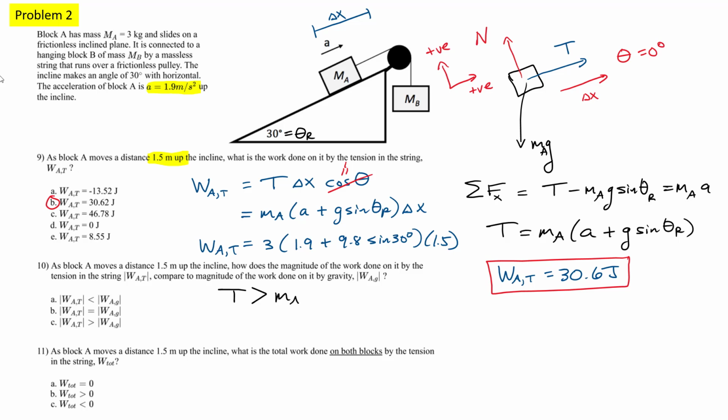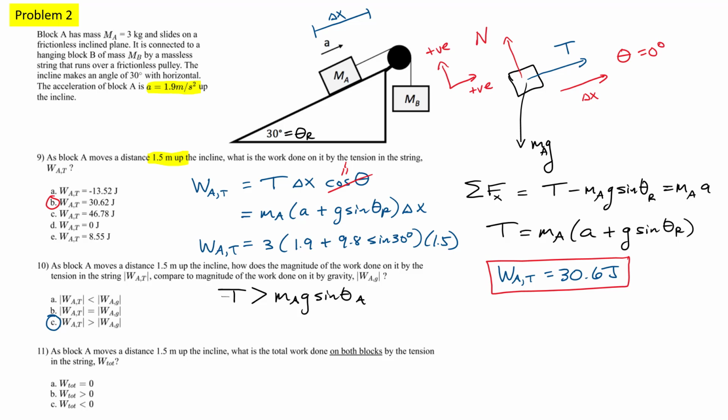It's bigger than mg sin θ. Now we know that, what else? The perpendicular component of this weight doesn't do any work. So we're only really comparing the work done by the tension to the work done by this force right here. And guess what? The work done by the tension is going to have to be bigger, because it is accelerating up. So C here is the best answer.